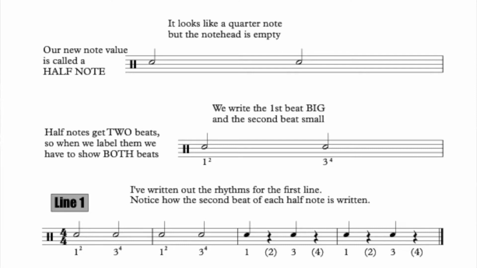So how are we going to count those? Well, let's say we have 2 half notes in a measure. Okay? Each one of those is going to get 2 beats. So the first one is going to be on beat 1, but it's also going to get beat 2 because it takes up 2 beats worth of the measure. And then the other half note is going to be on beat 3, and it will also get beat 4.